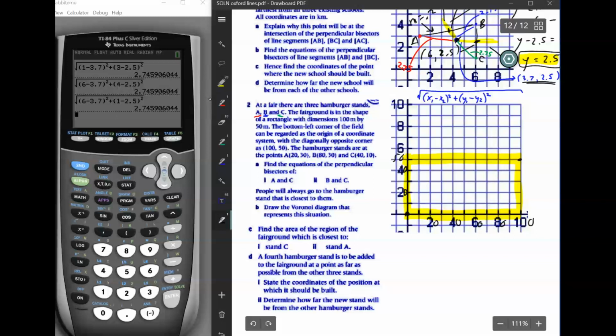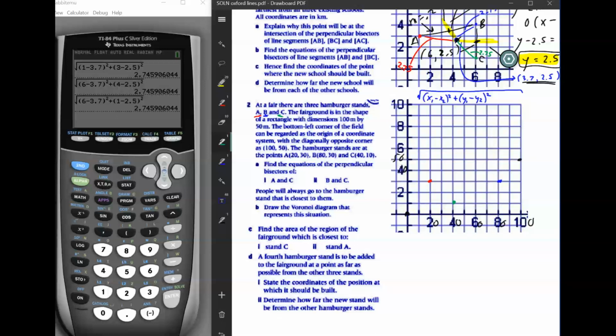Yep, there it is. The hamburger stands are at the points 20, 30. I'm going to do that one in red because it is A. And then hamburger stand B is blue, and it will be at 80, 30. And the next one, C, is 40, 10. That is green. Okay, so those are the 3 hamburger stands. I'm just going to get rid of these fat yellow lines because they get in the way a little bit.